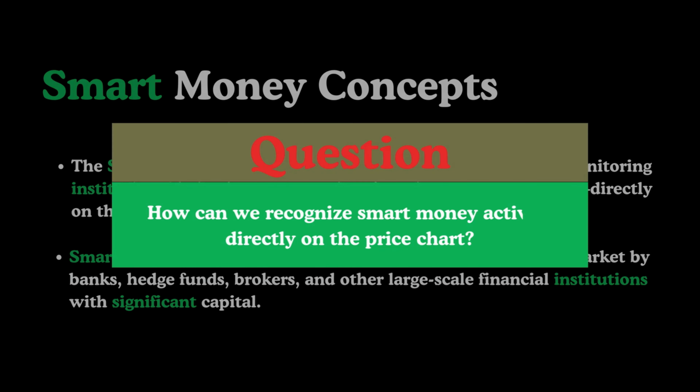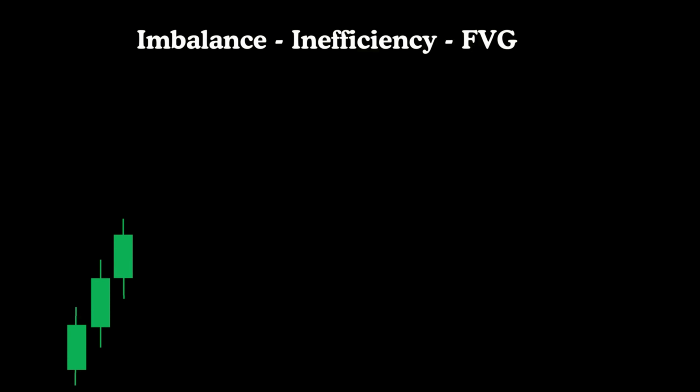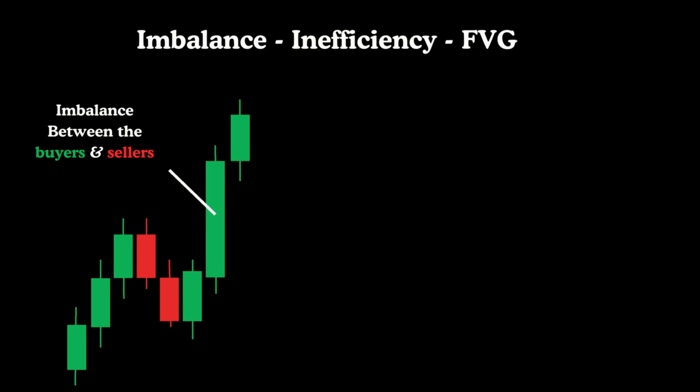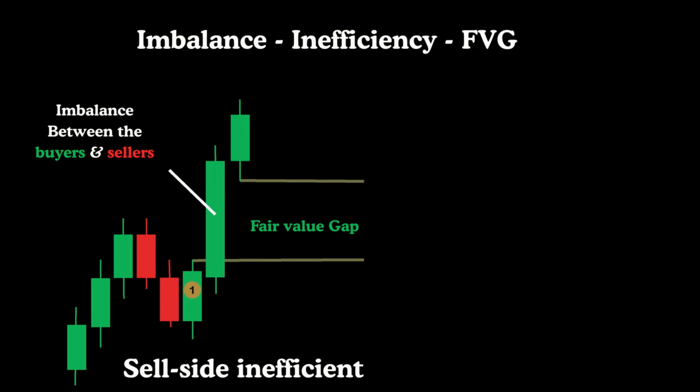How can we recognize smart money activity directly on the price chart? By detecting imbalances, since imbalance, inefficiency, and fair value gaps are closely related concepts. When smart money flows into the market, it disrupts the balance between buyers and sellers, triggering strong price moves marked by large candles and visible gaps between the wicks. In such instances, the price action is labeled sell-side inefficient, and fair value gaps form between the wicks.